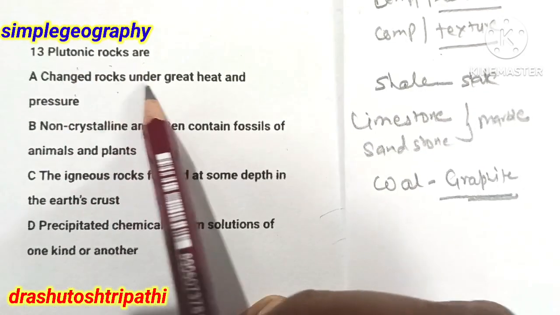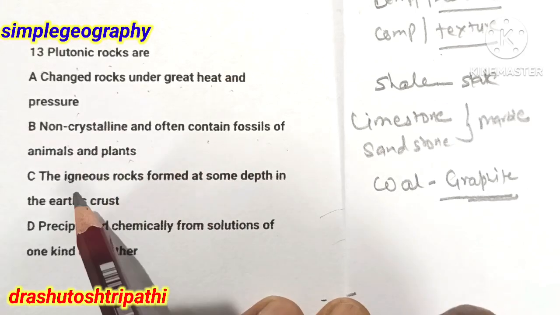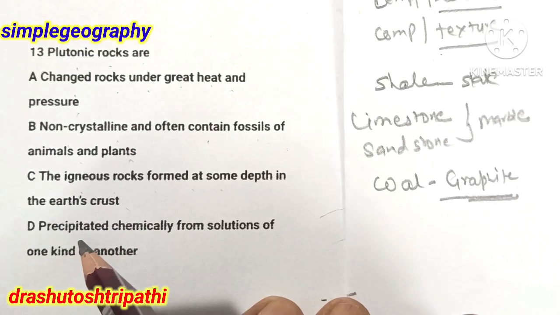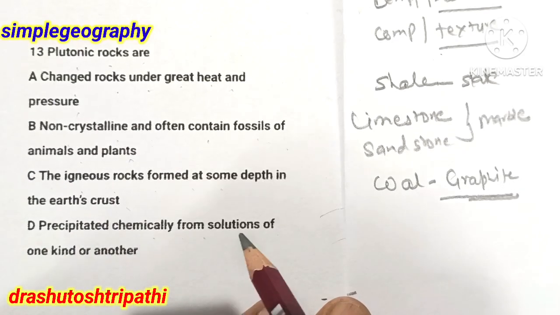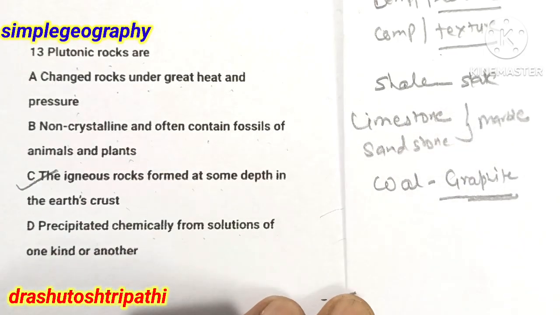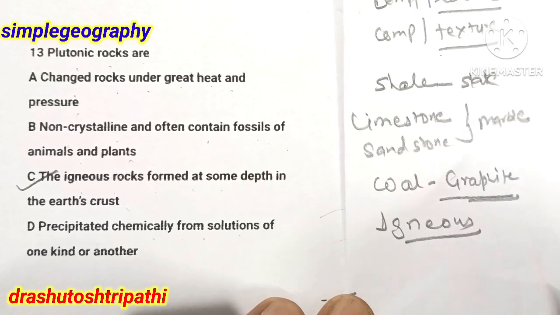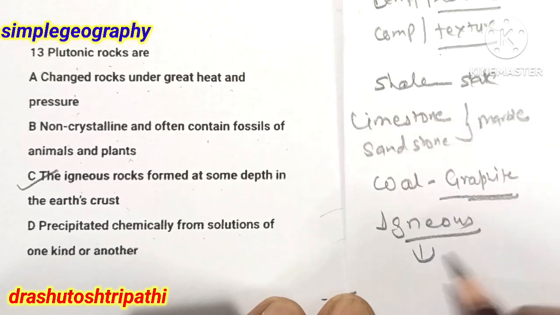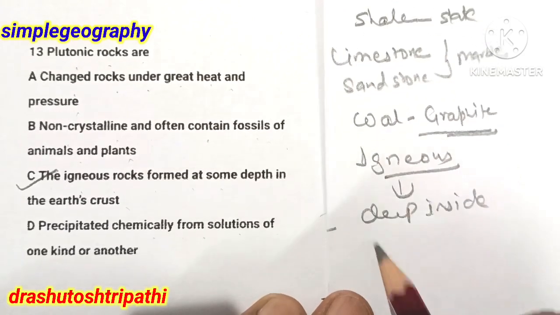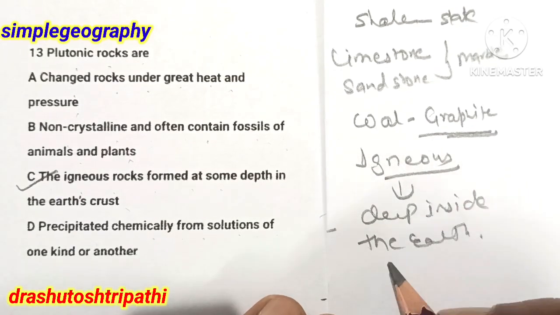Plutonic rocks are changed rocks under great heat and pressure, non-crystalline, and often contain fossils of animals and plants. The igneous rock formed at some depth in the earth's crust, precipitated chemically from a solution of other kinds of rock. What is the answer? The answer is C. Plutonic rock is which type of rock? That is igneous rock. It cools and solidifies deep inside the earth, and an example of plutonic rock is granite.